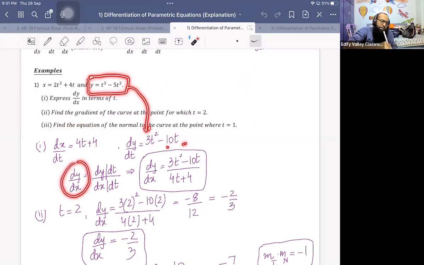Then if we want to find dy/dx, we divide dy/dt by dx/dt and we get 3t squared minus 10t upon 4t plus 4. The gradient function is also in terms of the parameter.